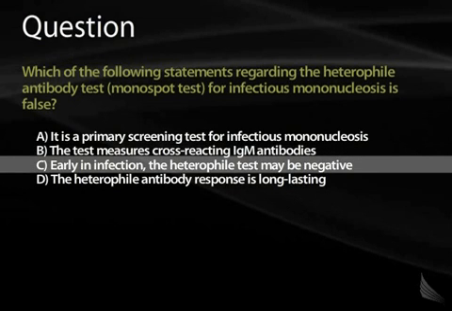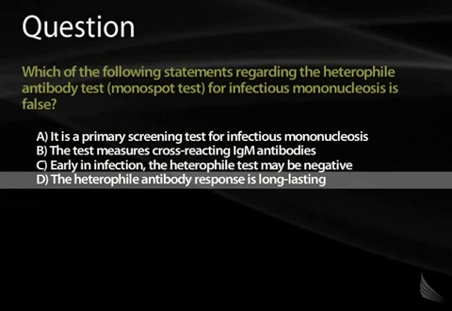C, early in infection, the heterophile test may be negative. That is true if you haven't had a chance to make antibodies yet. Or D, the heterophile antibody response is long-lasting. That's not true. It's usually transient, and so it goes away.